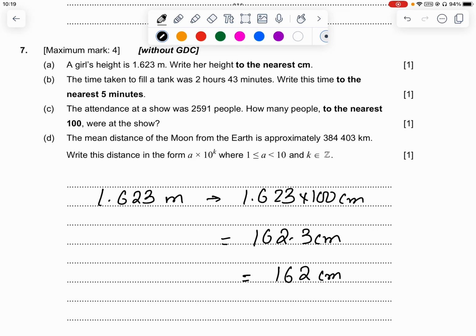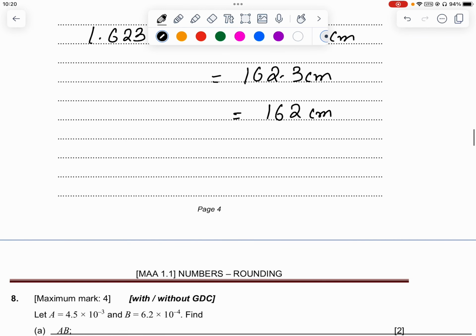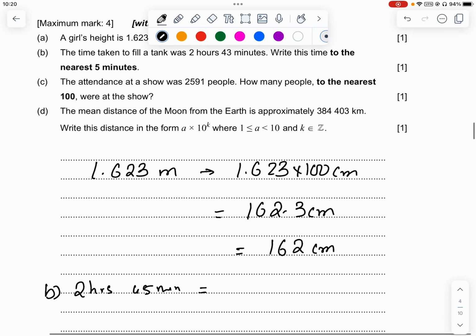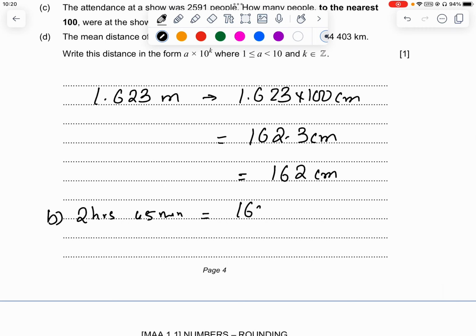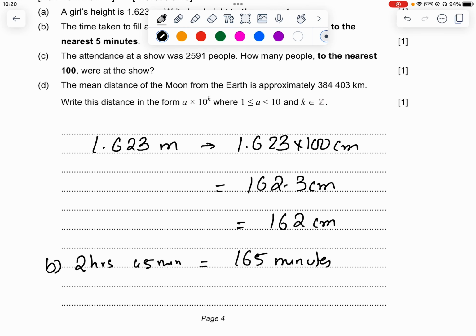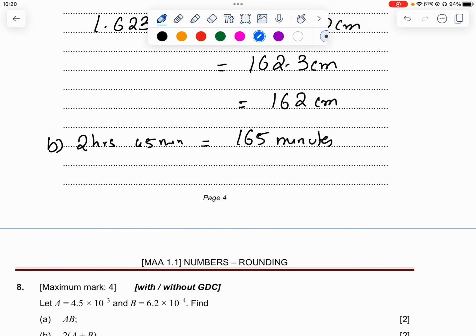The time taken to fly was 2 hours 43 minutes. Write this time to the nearest 5 minutes. So 2 hours 45 minutes, which is going to be 165 minutes. Next, the attendance at a show was 2591 people. How many people to the nearest 100 were at the show? So 2591, nearest 100: 591 to the nearest 100 will be 600, so 2600.